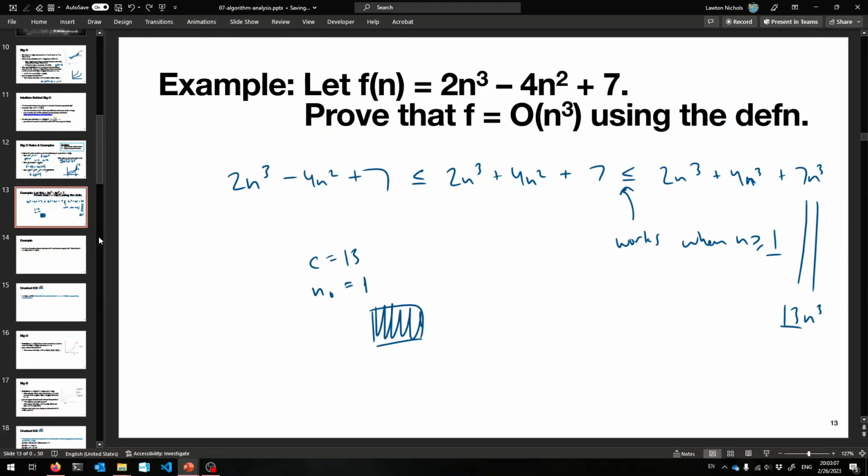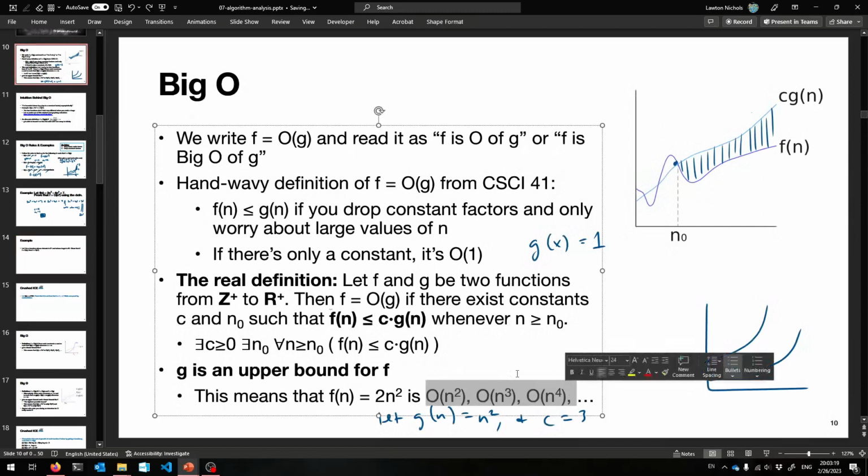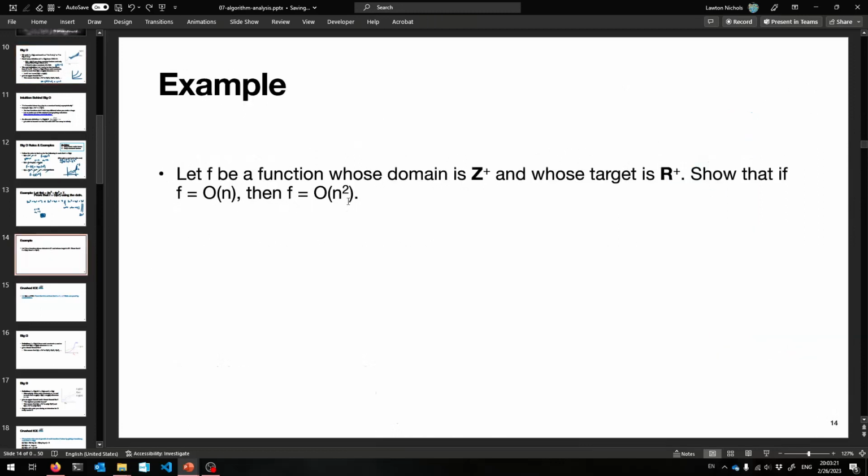Let's see here. Again, let me show you that once you know it's big O of n, you also know it's O of n squared. That one works immediately. Okay? So let's prove that in general. You can always go bigger, but you don't usually want to, because that's losing information.